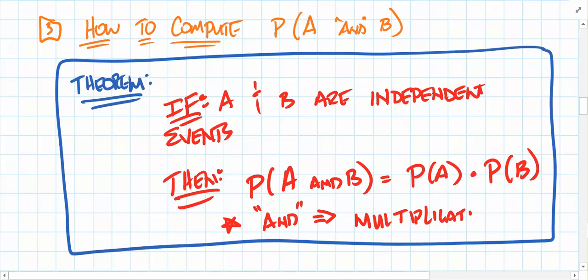So when you see the word "and" in probability questions, you are more than likely going to be multiplying something at the end of it, okay? Go through the process with you. I like this question a lot.